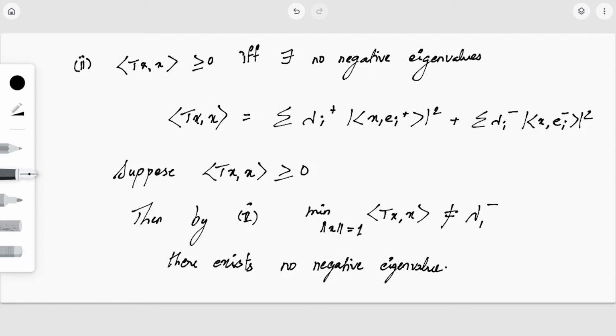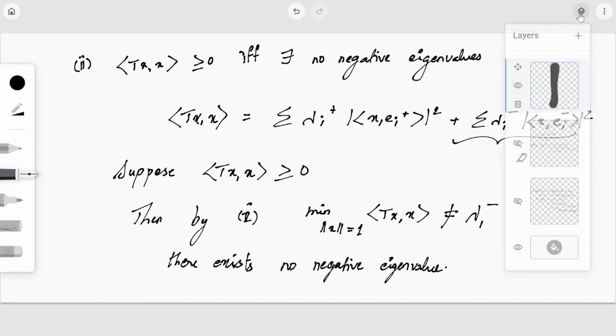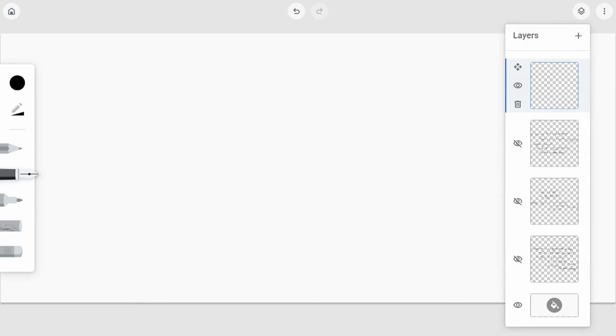We don't have to write down all these things, because it's simple. If there exists no negative eigenvalue, then this whole term will be 0 and this term is always positive. So this is clearly the inner product of Txx greater than or equal to 0. So the converse part is very simple. Now let's move on to the third part of the corollary. It is also very much simple.